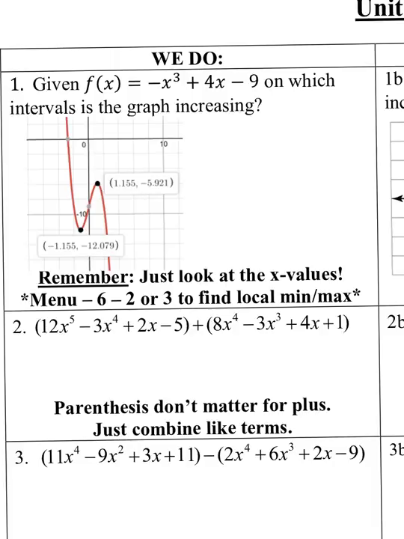Okay, so here's a screenshot of the graph, and here you need to know your local min and max. So I have a negative 1.155. You just look at the x values, and a positive 1.155. So the graph is going down, up, down, right? So where's the graph increasing?